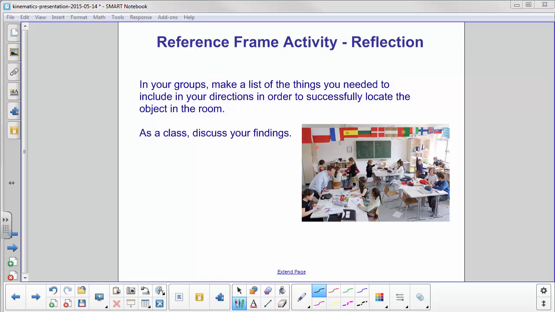After your classmate came back in, we're now going to reflect on what occurred. So go back into your groups and make a list of the things you needed that worked, that were good with the directions that helped your classmate locate where the object was. Be sure to include that person in your discussion, of course. Then as a class, discuss your findings.